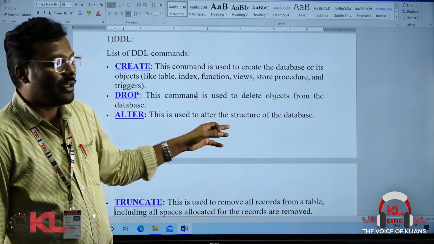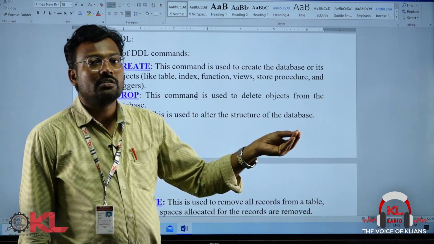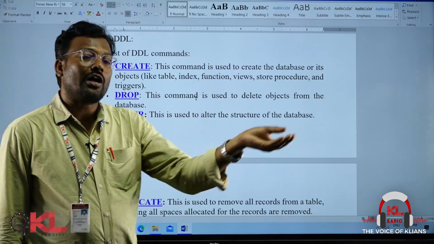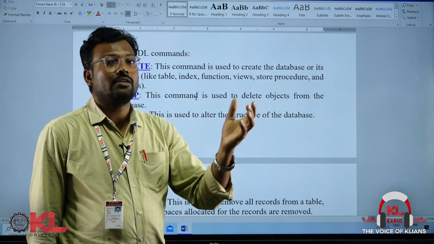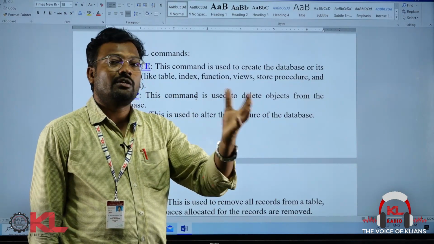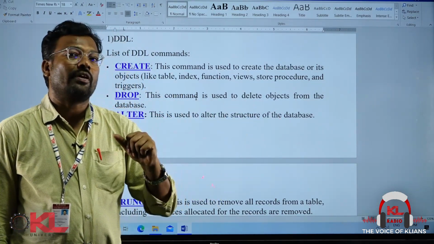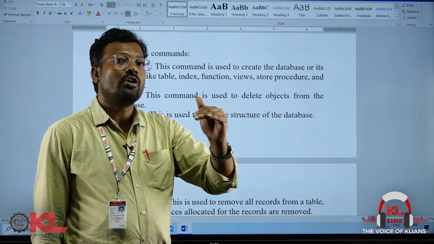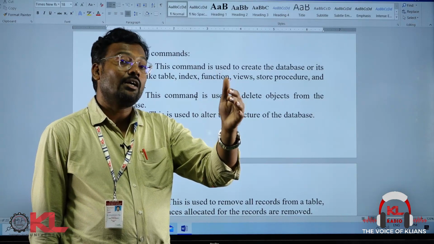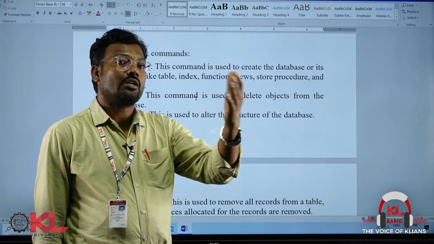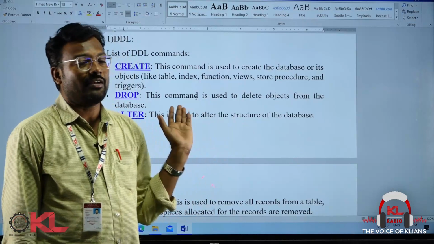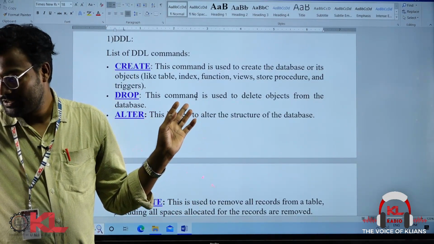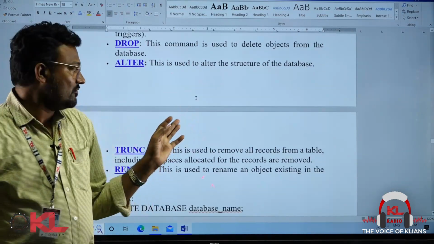Then alter is used to change the structure of the table, like if you want to add 2 columns to your table, we can add them. We can modify the table structure also. We can delete some columns also using drop. So, modify, drop, add are the keywords we are going to use in the alter command. Next, truncate, then rename.